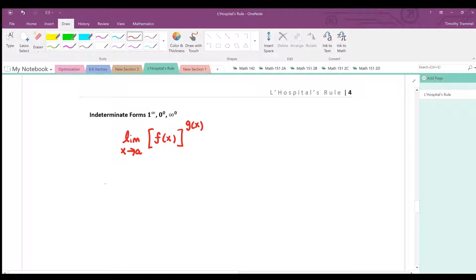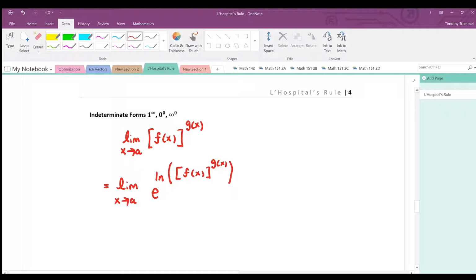And we're going to use a little trick here. That trick is we're going to use the fact that the exponential e and the natural log, these two functions, undo each other, right? So I'm going to do this over here. I'm going to say e to the natural log of f of x to the g of x.